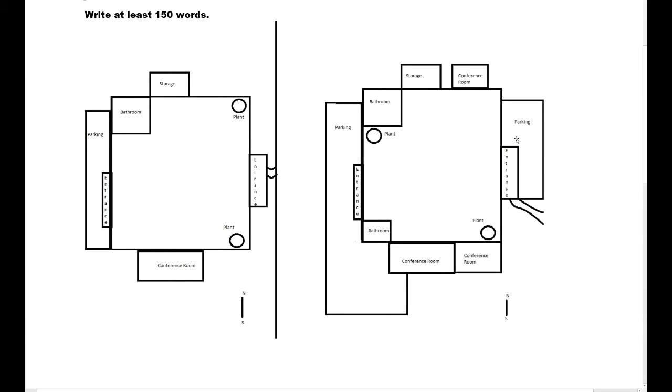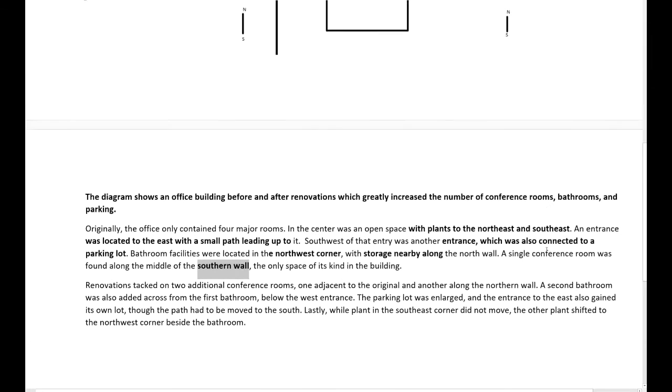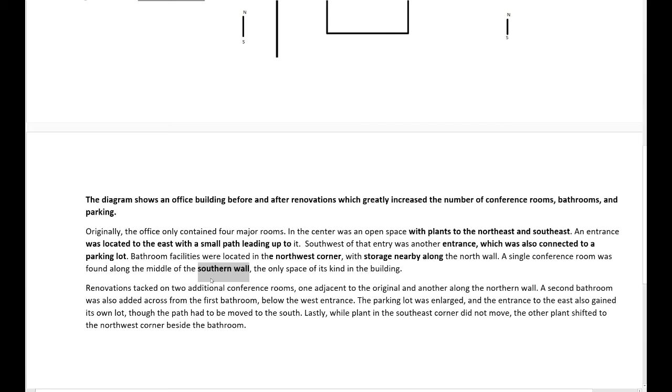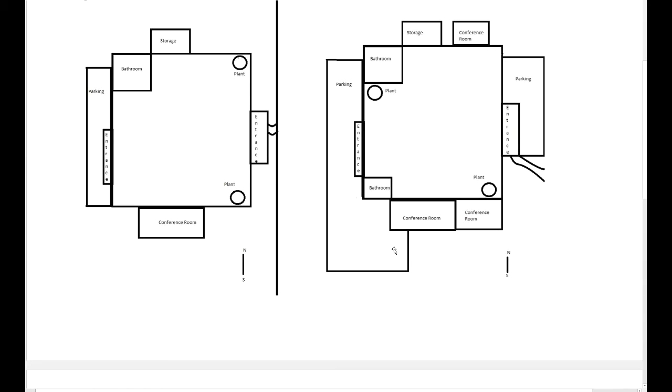Oh, we have a new parking area over here and a new path leading up to the entrance. Okay, so those are all the key things that I'm seeing. All of those need to be mentioned in our next paragraphs. Let's see. 2 additional conference rooms. Okay, like we said. So 2 additional means that we have the original and more.